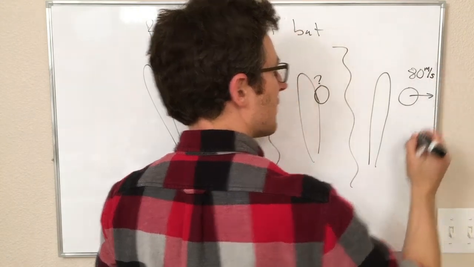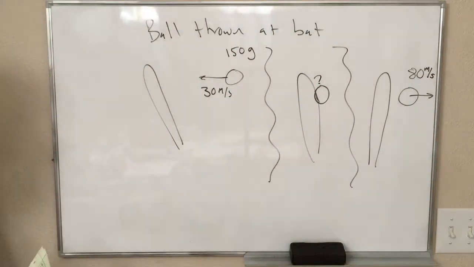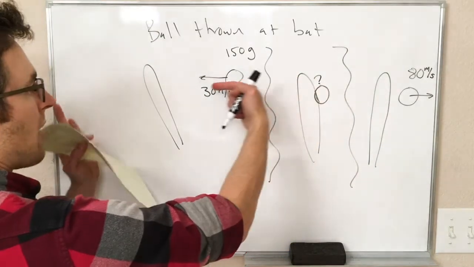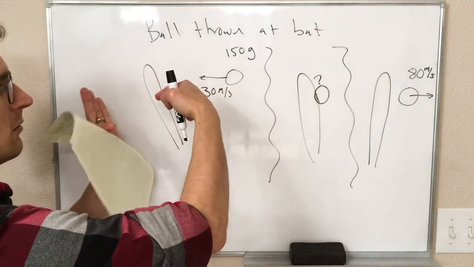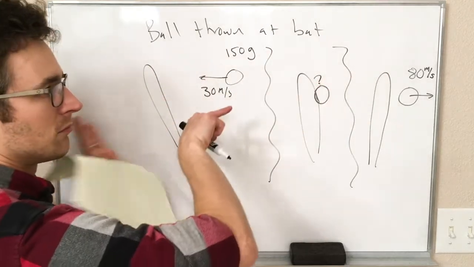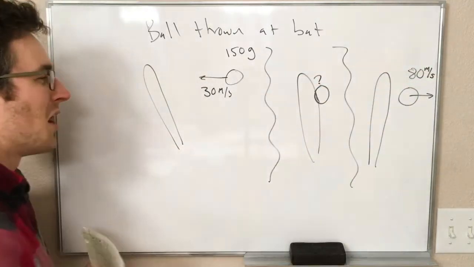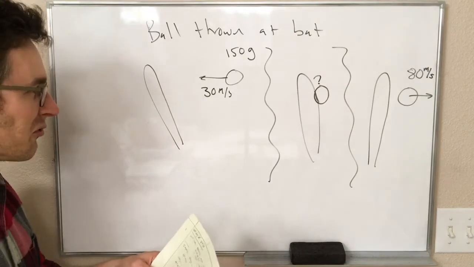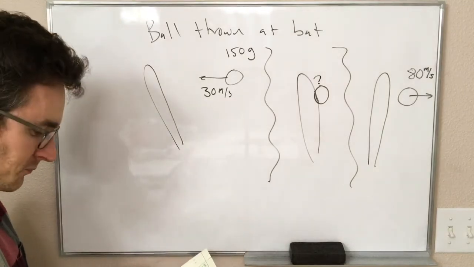So significantly faster than it was when it was thrown. So the ball's thrown this way, the bat hits it so that the ball gets hit off that way. So the ball changes its direction here from left to right.